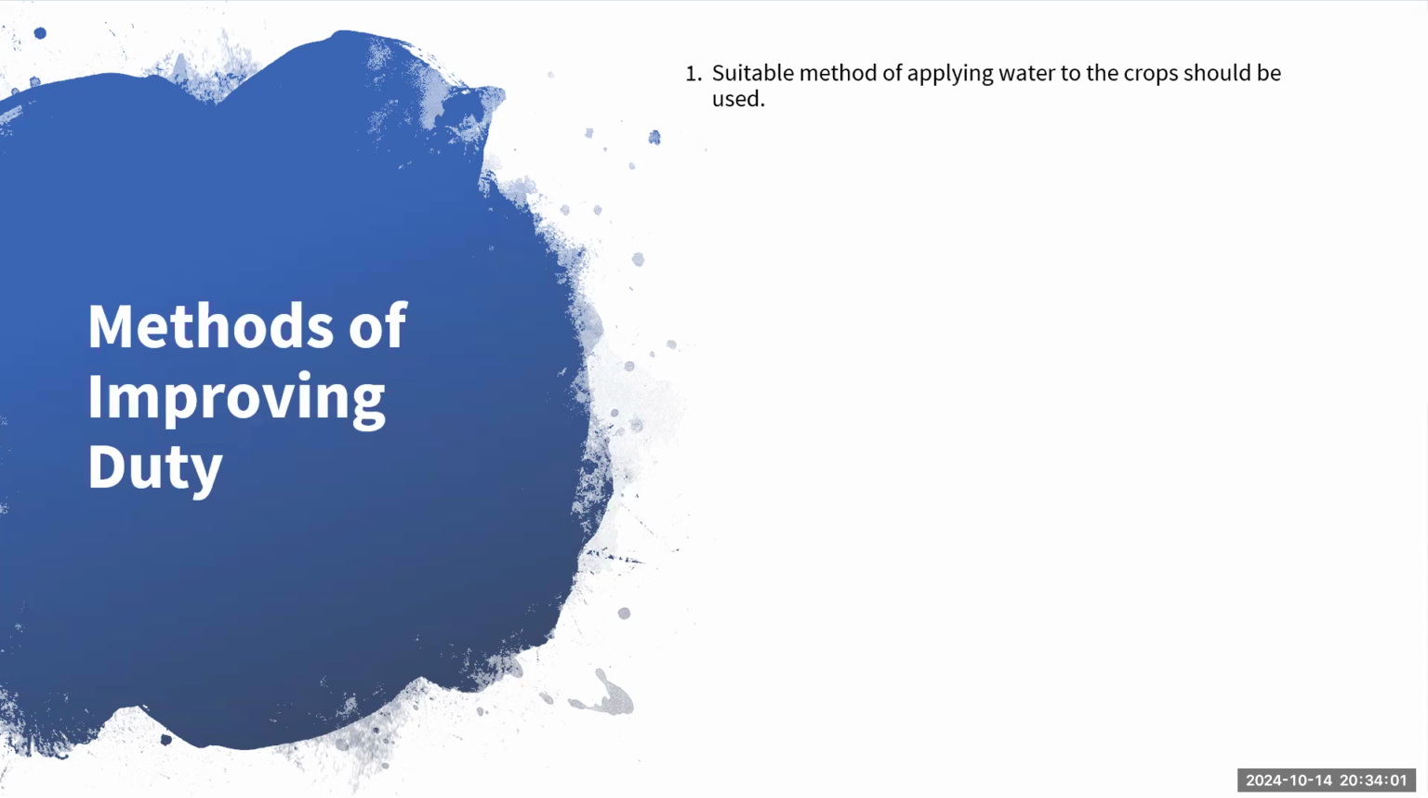In that, the first point is that a suitable method of applying water to the crops should be used. We know various modes of applying water to the crops. If we use the drip irrigation method or sprinkler irrigation method, duty will be high. Then we know that if the land has good tilth, then duty will be higher. This is the second point. If the land is properly plowed and leveled before sowing the crops, it has a good tilth, and hence the duty will be higher.